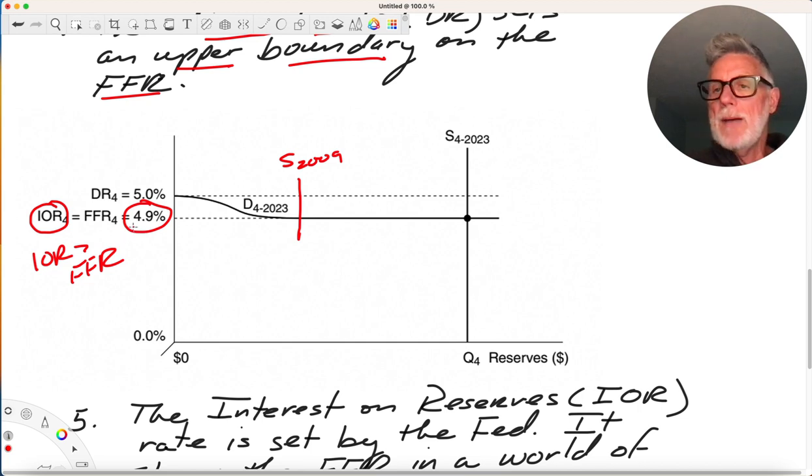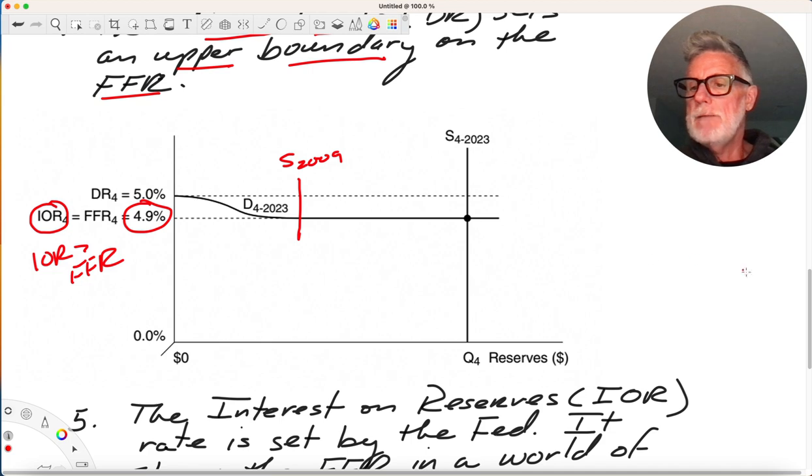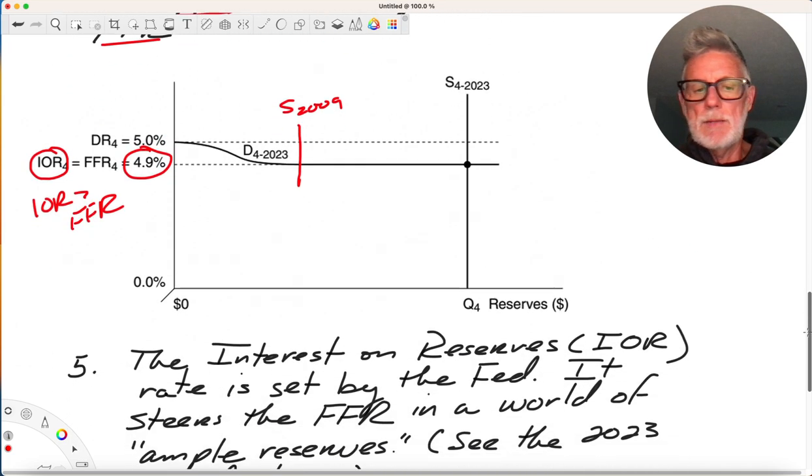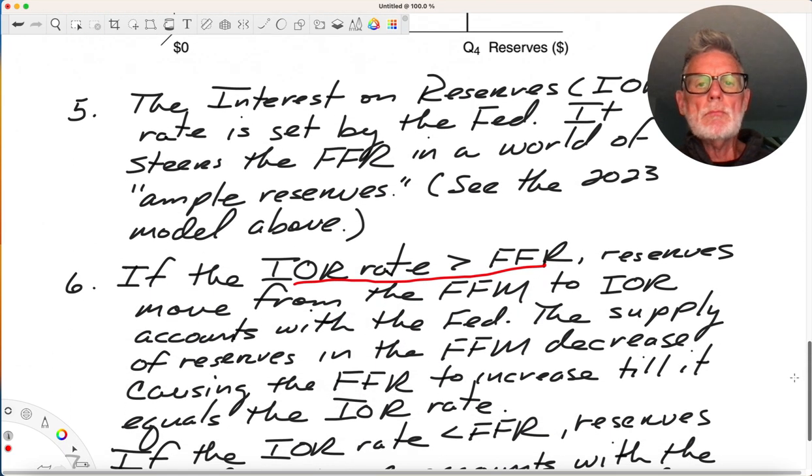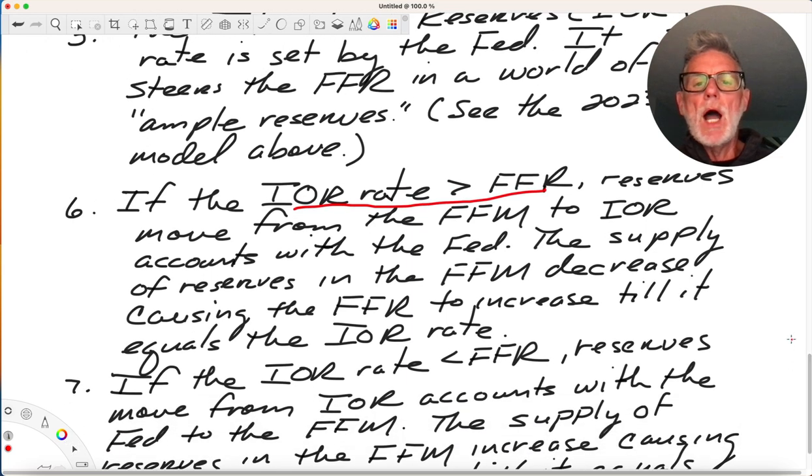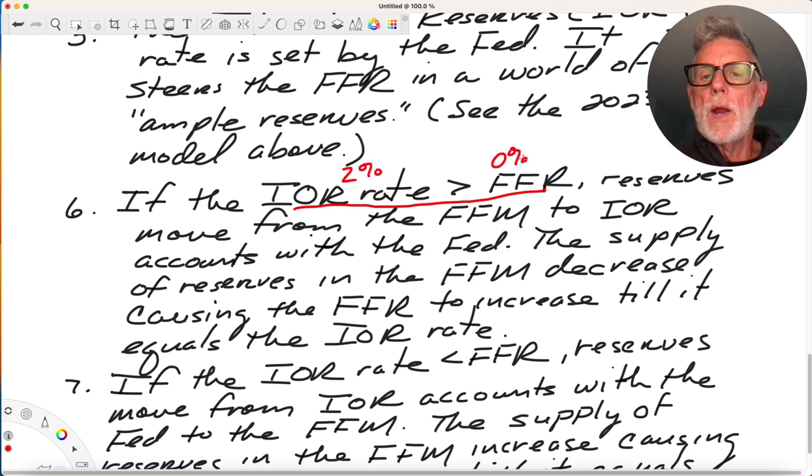And you know what's going to happen here? The federal funds rate is going to track that IOR until they're equal. Okay? So let's read it again and make sure we understand it. If the IOR rate is greater than the federal funds rate, so let's say this is 2% when this is 0%, where would banks with reserves want to put their reserves? They'd want to put it in these accounts with the Fed.